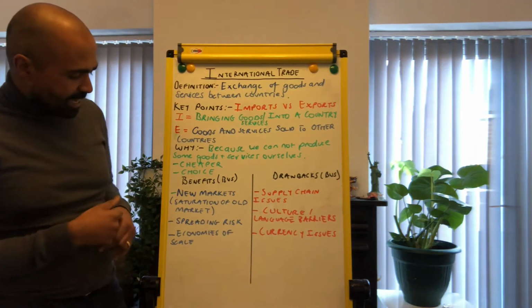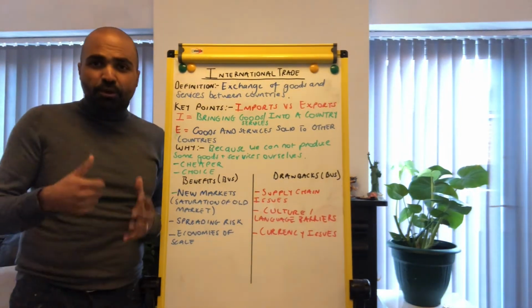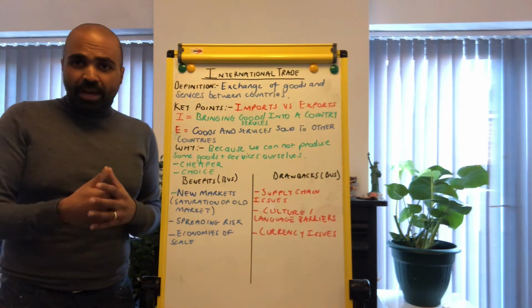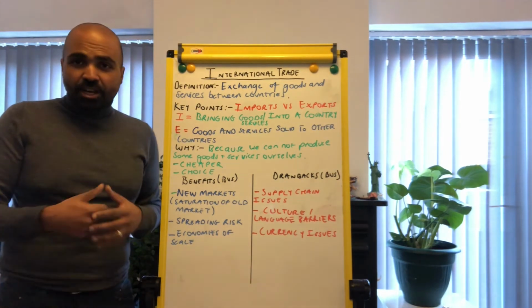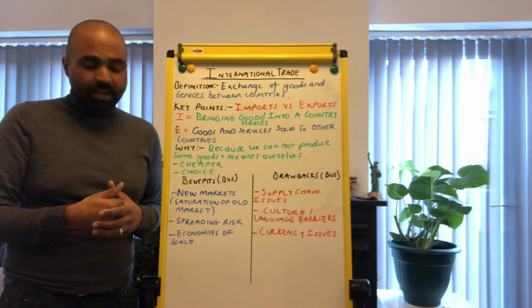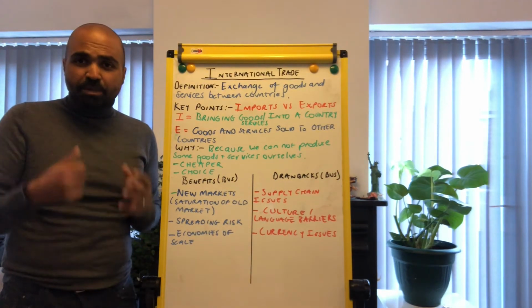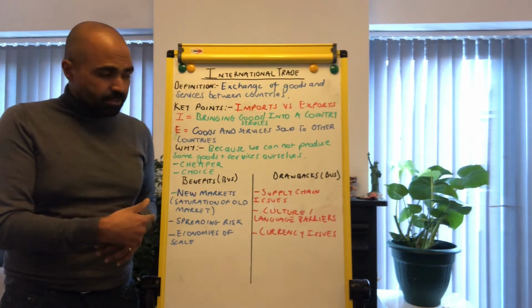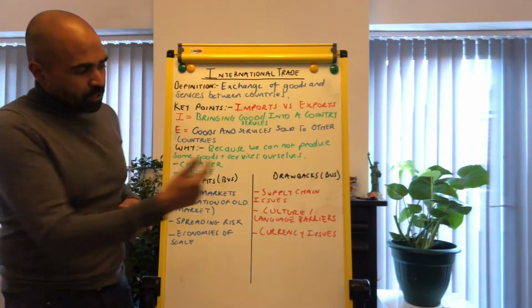And the last reason is economies of scale. If your business has grown to a size where you are able to charge lower prices because you've got a big amount of customers to sell to, then economies of scale are gained, which means that the average cost of production is reduced because of the size of the business. The drawbacks: supply chain issues.